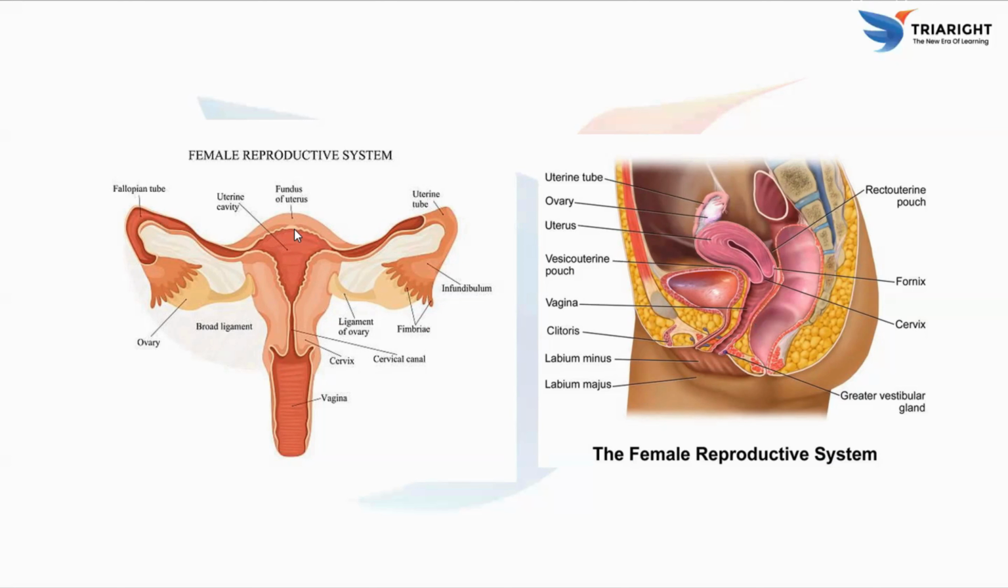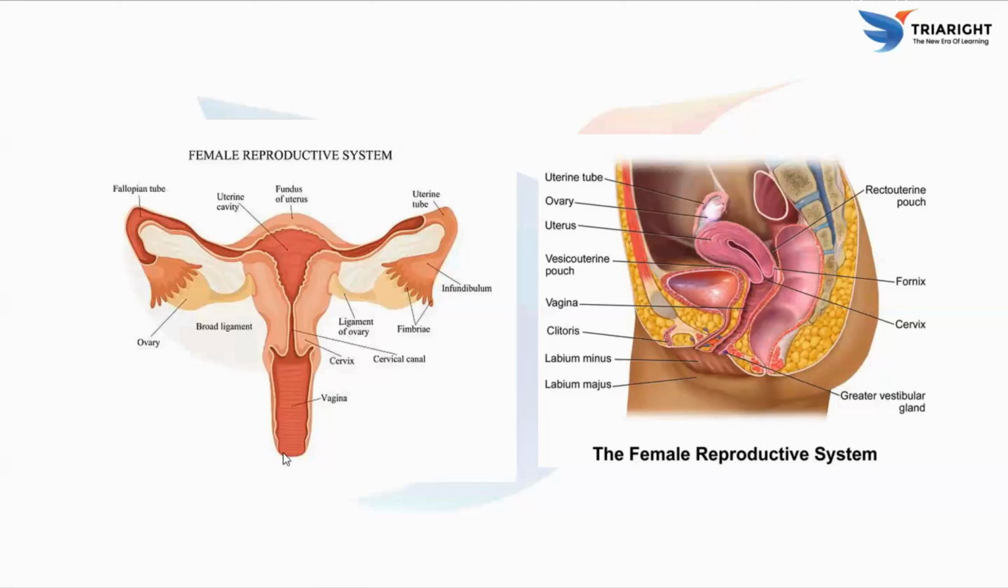And this part is the uterus. It is the uterine cavity. The uterus is a hollow muscular organ where the baby develops. There are parts of the uterus like the fundus, the uterine cavity and also the cervix. The cervix is located between the uterus and the vagina.